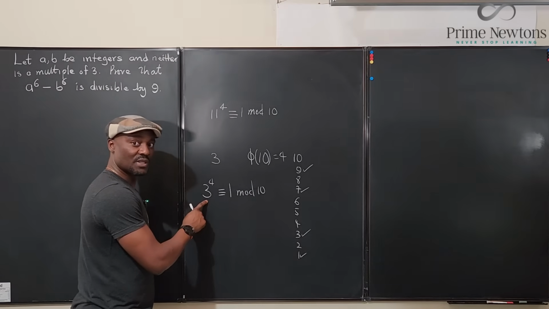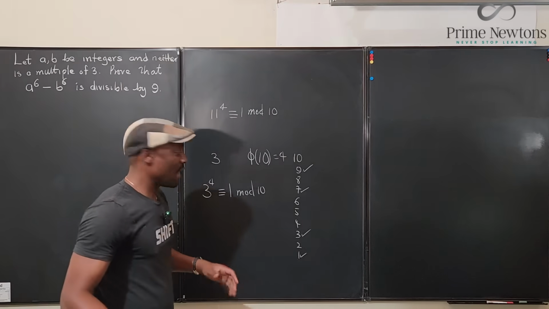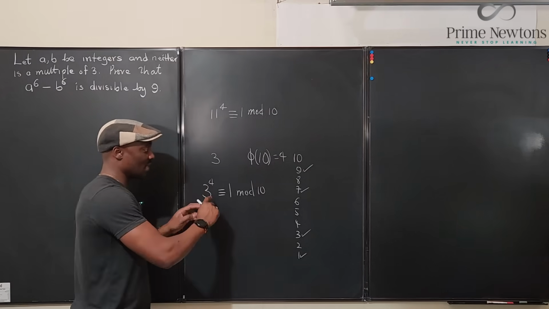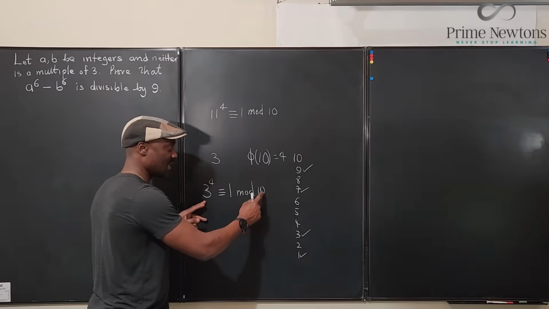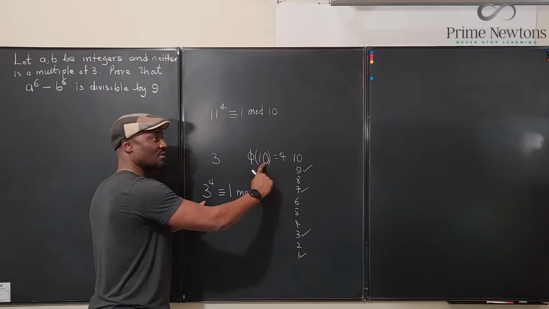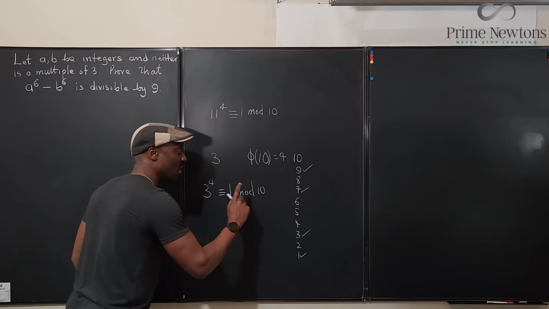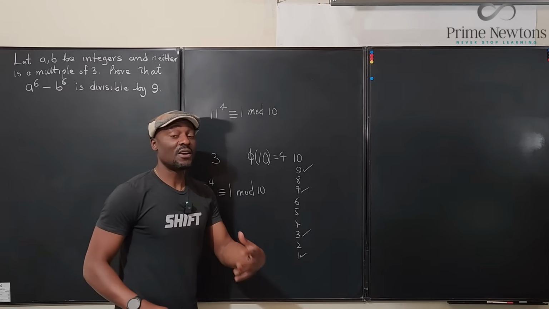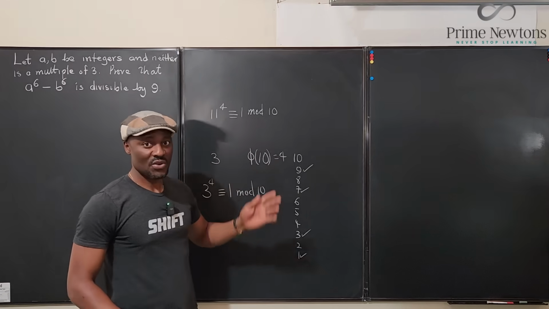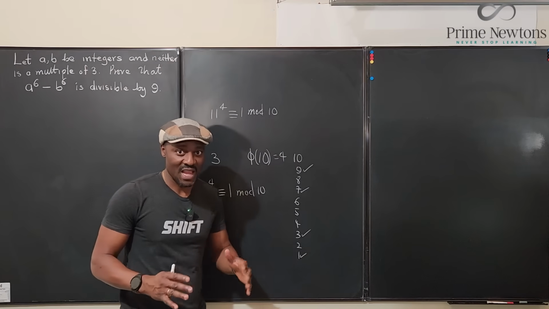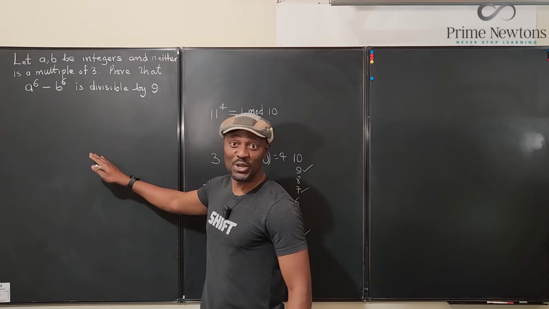3 to the 4th is 81. Pick any number. Whatever number you pick, as long as it is relatively prime to 10 and you raise it to the totient of 10, it will always be 1 mod 10. In another video, I'm going to do the proof of this totient function, but today I just want to use it. So that's what we're going to use.